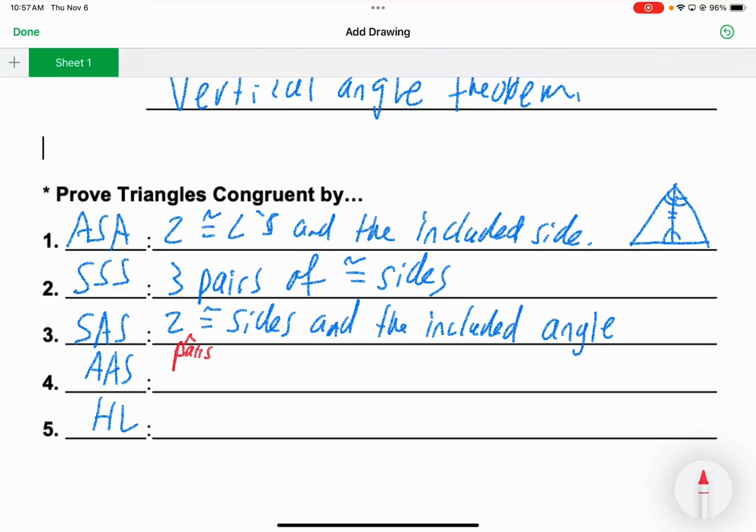What did you guys have below side, angle, side? Side, side, side. Okay, that's easy to figure out. What would I need to show for side, side, side? Yeah, it's 3 pairs of congruent sides. And then what was below side, side, side? Angle, side, angle. Okay, so then that's written up above. 2 pairs of congruent angles and the included side. I'll leave that up there for a second, then we'll do the last 2. You good? Okay.